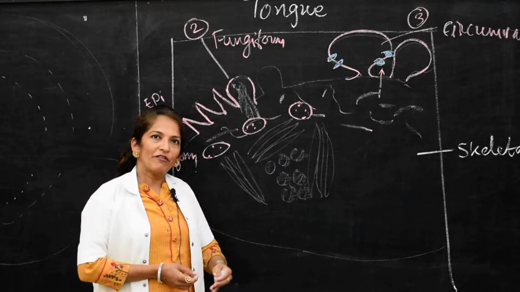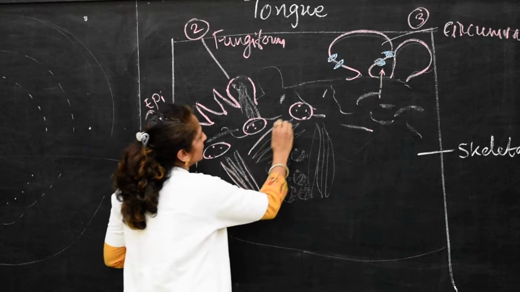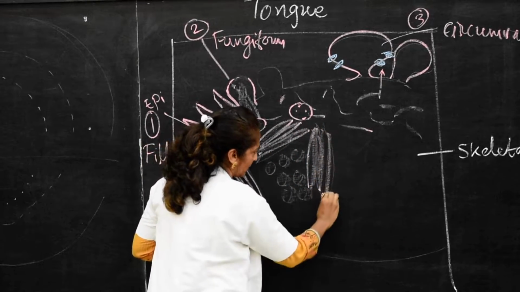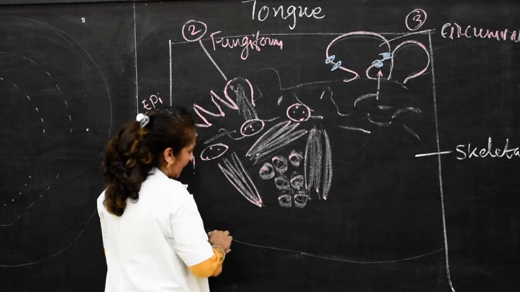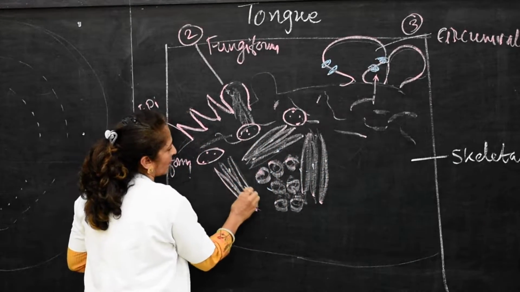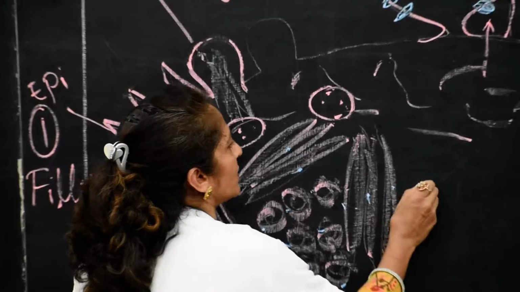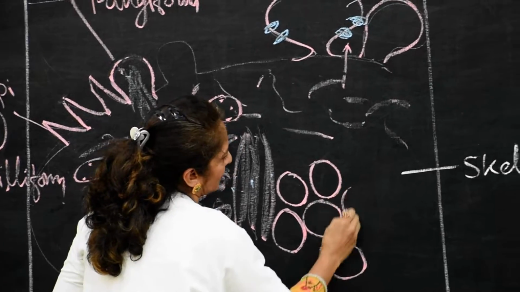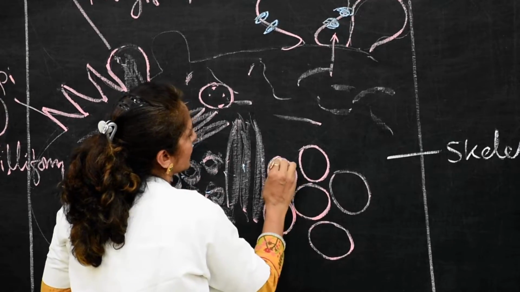So when you take a section of the tongue, it will be cut in LS or TS, meaning the longitudinal section of the skeletal muscle or the transverse section of skeletal muscle, having peripheral nuclei. In between the bundles of muscle fibers, there are glands. These glands are serous in nature.